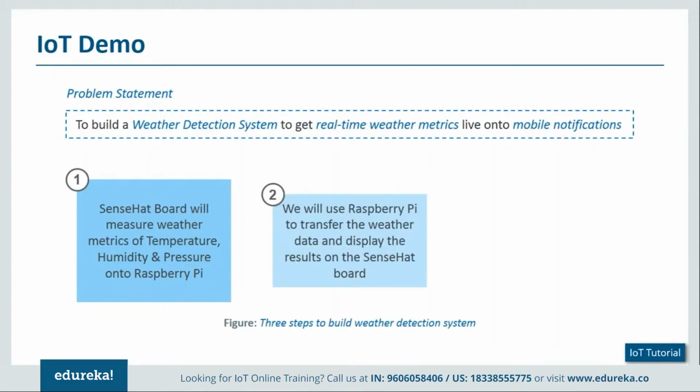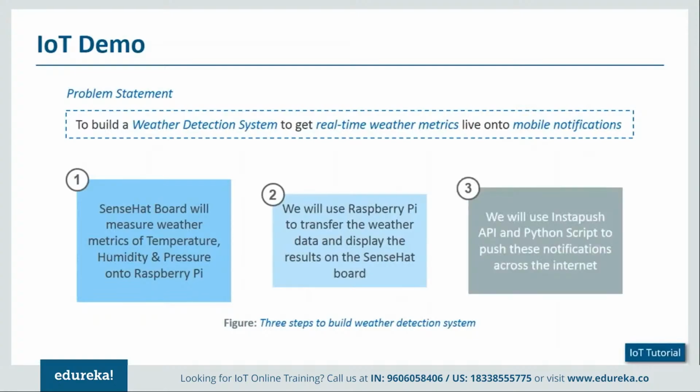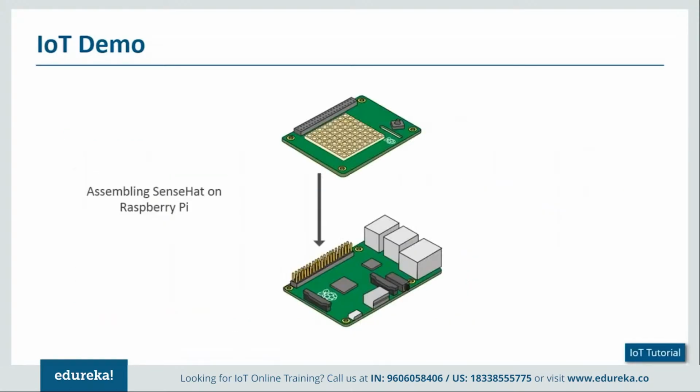Then we'll use the Raspberry Pi to transfer this data and display it on the Sense HAT as well. We'll just be displaying the temperature as of now on the Sense HAT. Finally, we'll be using the Instapush API and a Python program through which we can send this notification across the internet to our mobile application. So let's begin this demo part.